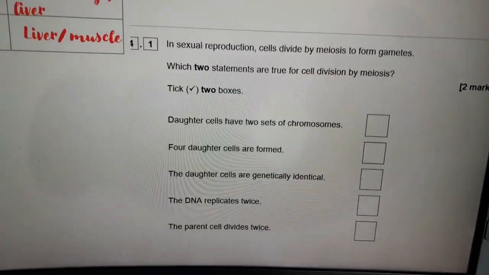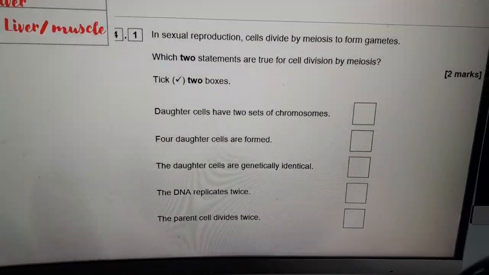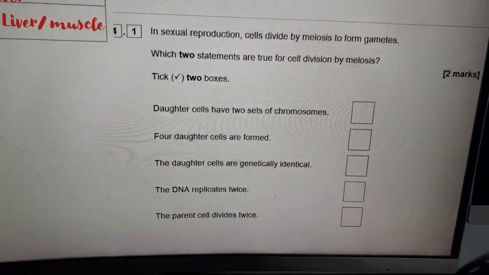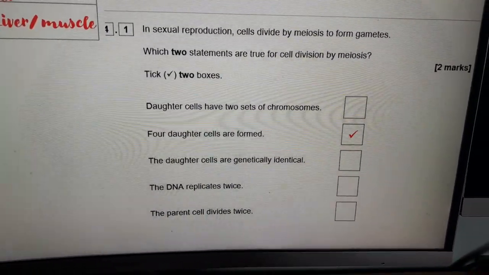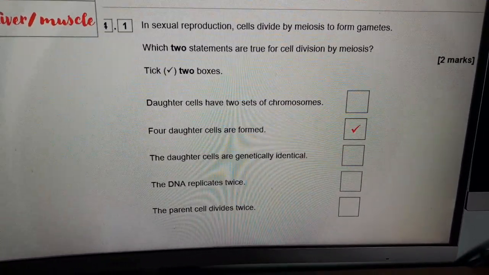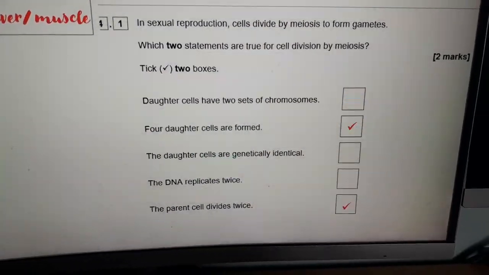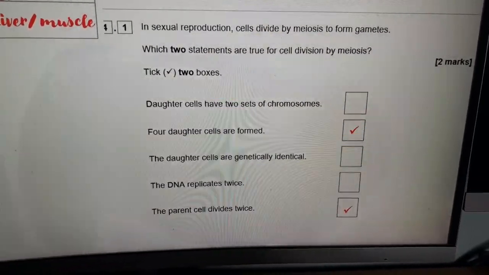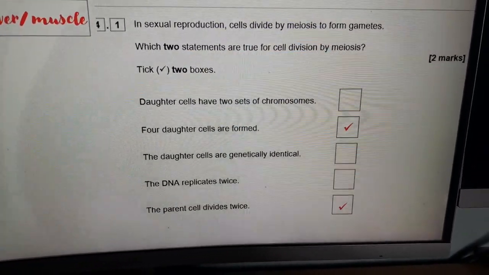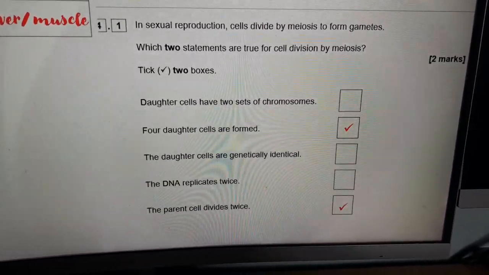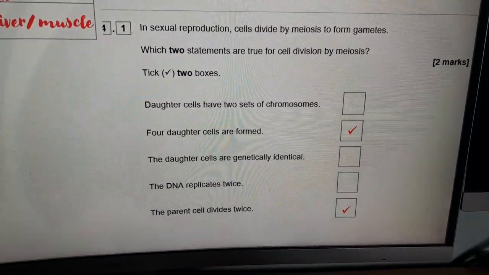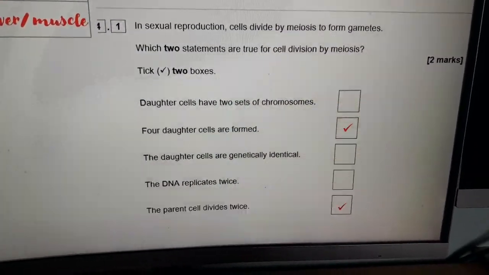Okay. So hopefully you have read through them and realised that we have got four daughter cells, and we have also got a parent cell which divides twice. As we've already stated, the daughter cells only have one set of chromosomes. They are genetically different, which is why we've got variation, and the DNA has only replicated once.